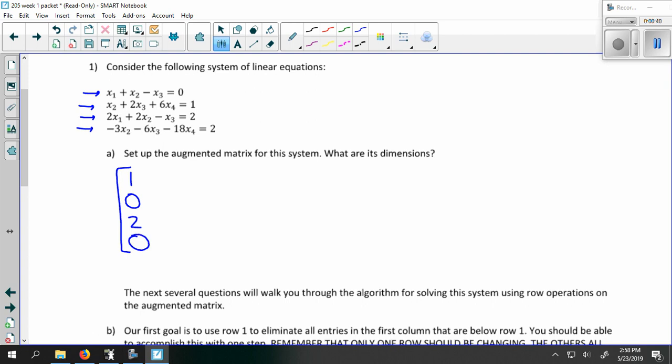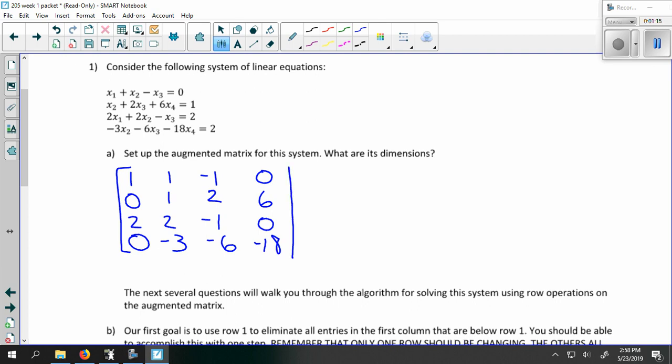Then I do the x2 coefficients in column 2, so that's going to be 1, 1, 2, negative 3. And then the x3 coefficients in the third column, so that's going to be negative 1, 2, negative 1, negative 6. And then the x4 coefficients in the fourth column, so that's 0, 6, 0, negative 18.